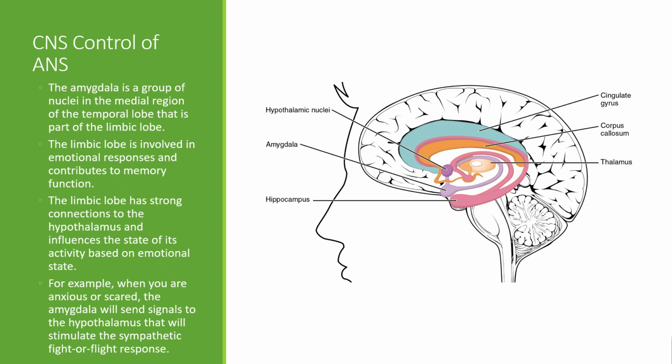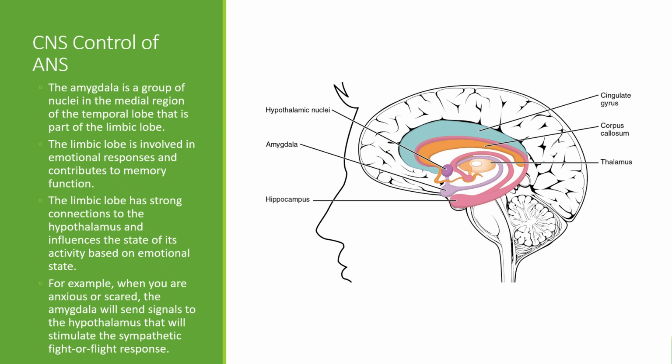The amygdala is a group of nuclei in the medial region of the temporal lobe that is part of the limbic lobe. And so we always think about the limbic lobe as the emotional part of your brain, the emotional lobe of your brain. So it's responsible for the emotional responses that you have, but it also has a lot to do with memory function.